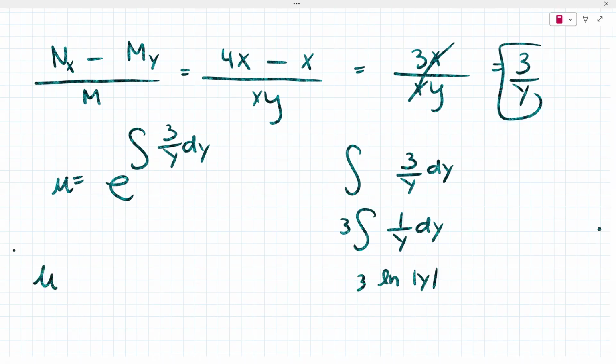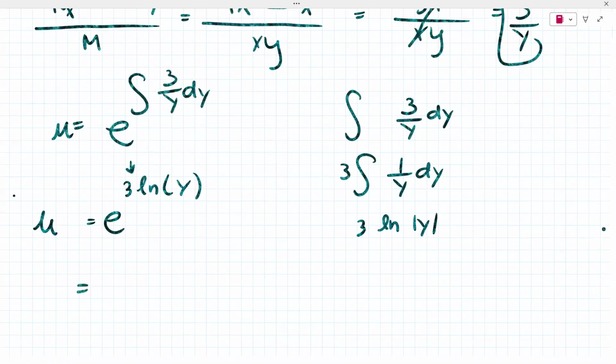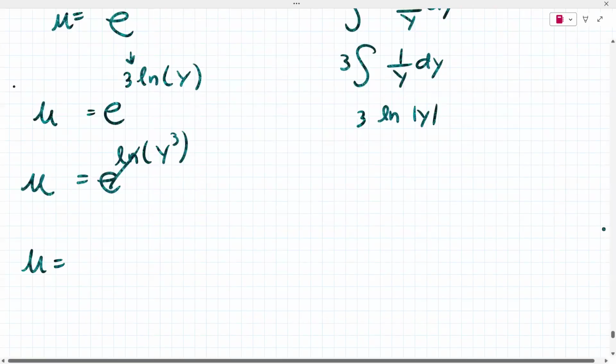So you have mu, which is e to the integral of 3 over y, which is 3 ln. I don't think I'll drop the absolute value, I'll just use parentheses y. Now, can you cancel the e and the ln? Not quite yet. This 3, you can't just leave there. Remember when you're expanding logs or natural logs, if you have a number in front of the log, that's a power. So that's going to be e to the ln of y to the third. Now you may cancel the e and the ln. So your mu is y to the 3.